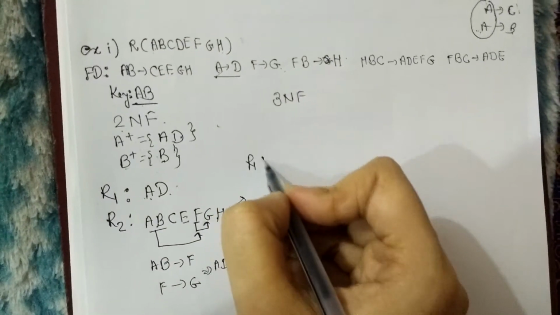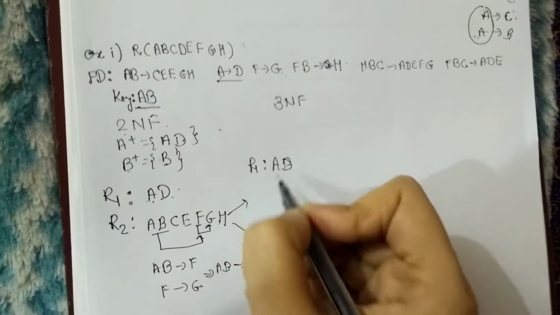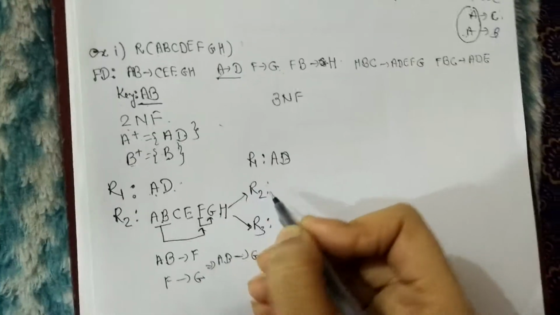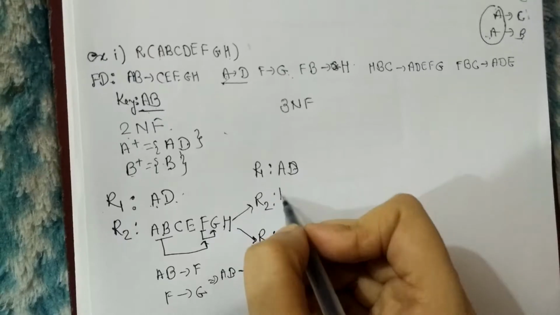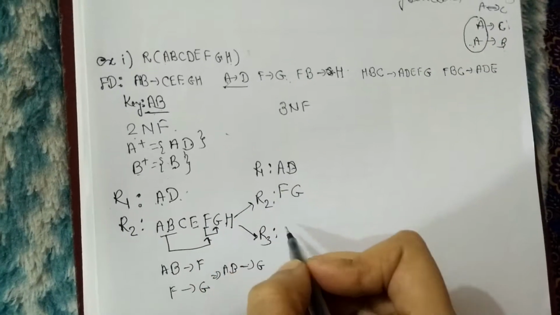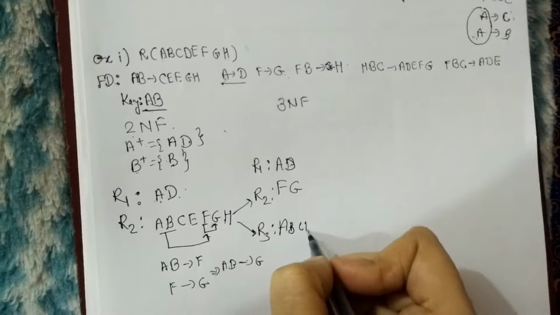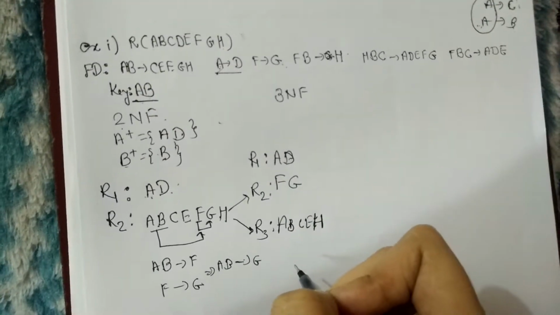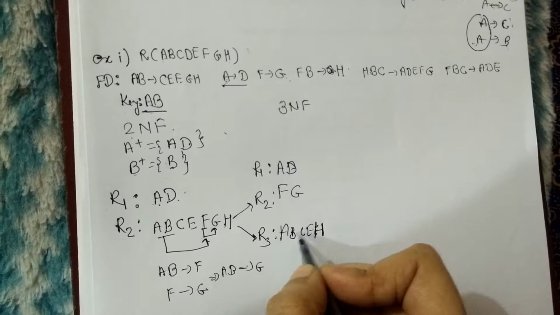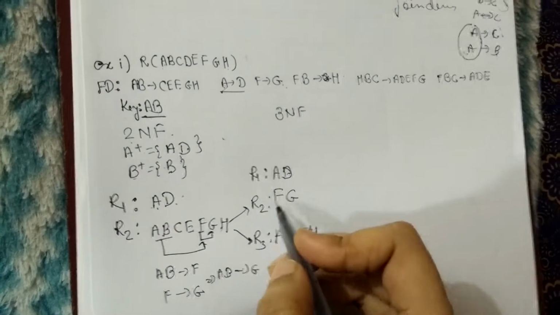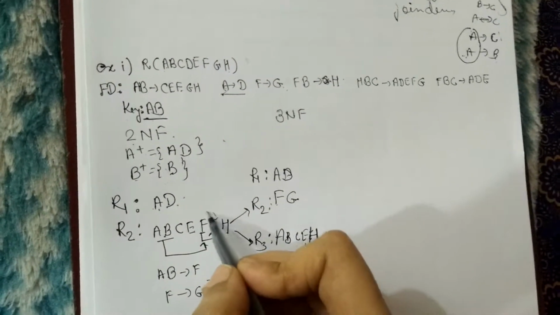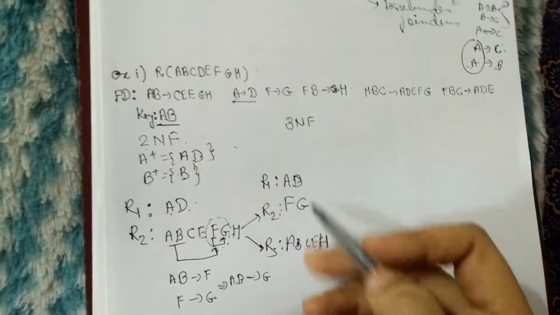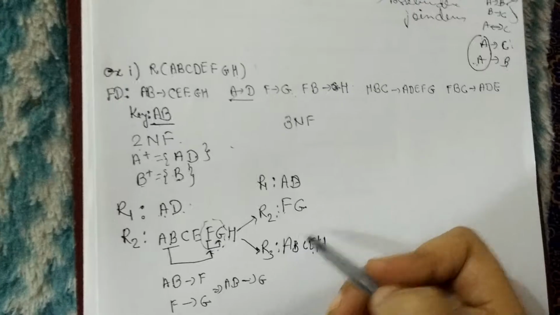So in relation R1 there is no change, it will remain as it is. But in relation 2 we have a problem, so we will split it into R2 and R3. We will keep FG separate, and whatever is remaining we will keep in one table. Now there is no transitive dependency, as we have removed FG, which created the transitive dependency. Now this is in 3NF, and we have 3 tables.